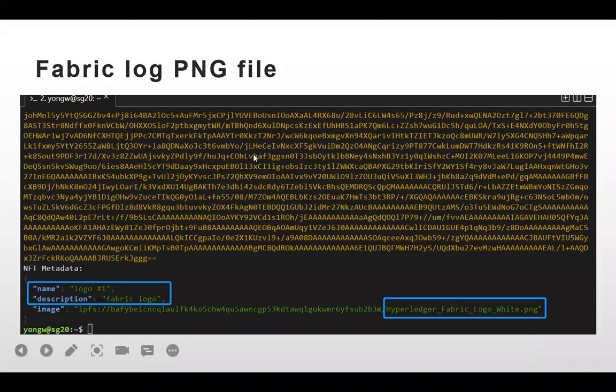This is a screenshot for the PNG files. For other pictures, it's the same. You can see the base64 part will be very long because it's not a plain text, but it's a picture. So it means it's very long. And here is the same. You can see the IPFS address was created for our logos, Fabric logos.